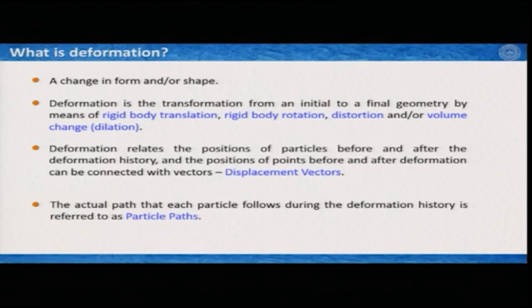So, form or shape change is essentially change of the geometry, and this can happen in various processes. One is rigid body translation, it can happen via rigid body rotation, it can happen via distortion, and it can happen also with volume change or dilation. Now, all these 4 individual processes can happen individually or they can club together. For example, you can have a combination of rigid body translation and rotation together, you can have rigid body rotation and distortion together, and so on.